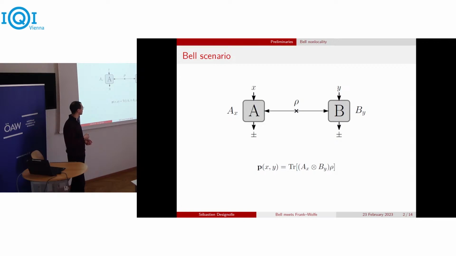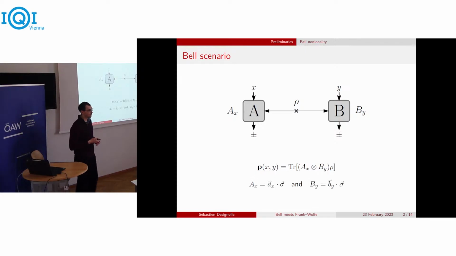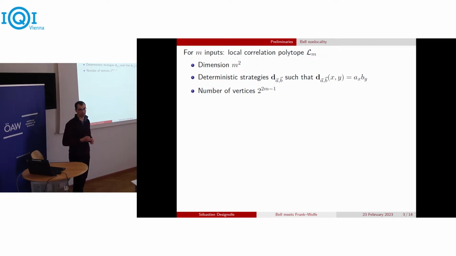And in this case, we don't talk here about measurements, but about observables having plus or minus one eigenvalues. I will also denote all the correlation tensors appearing with this bold symbol. In the case of a qubit shared state, these observables take a simple form with the Bloch vector A_X being in the Bloch sphere. So far, so good, I hope.